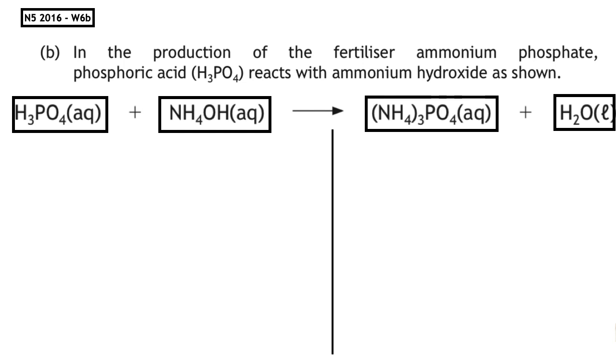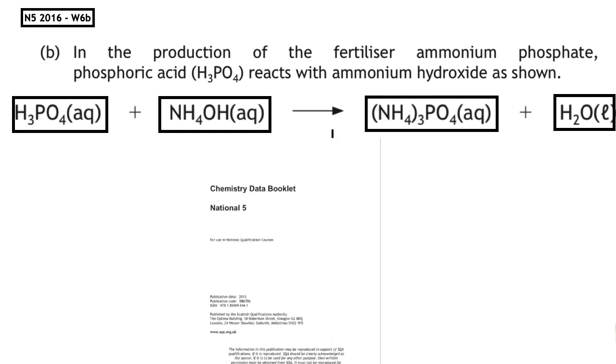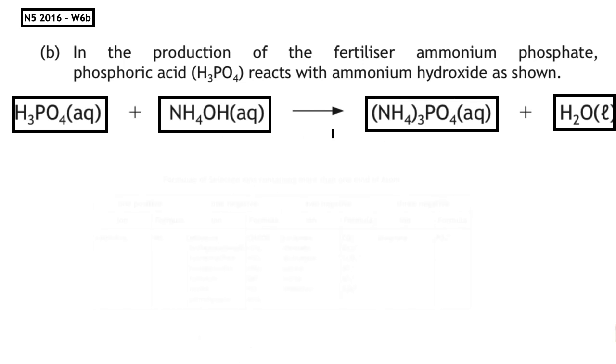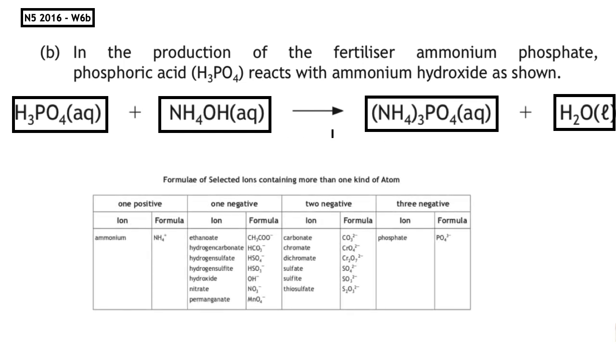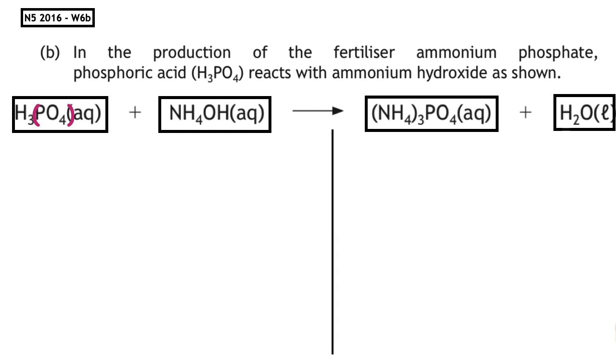equation. We can see that in many of our entities we have more than 2 elements, which means we're going to have to use page 8 of our chemistry data booklet. In the phosphoric acid, we have got a phosphate ion, which is our PO4, so we have to put a bracket around that. We have a look to see if we've got that on our product side, which we do, so we put a bracket around the phosphate ion, which is found on the product side.